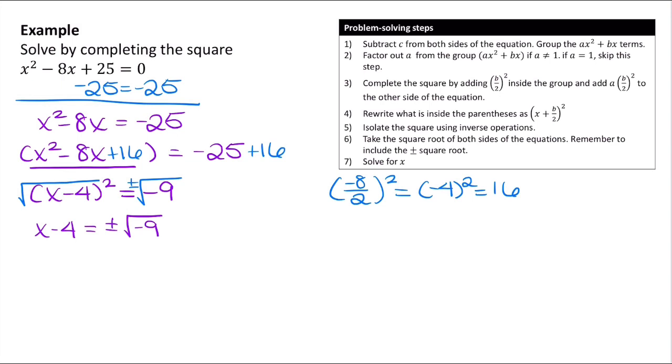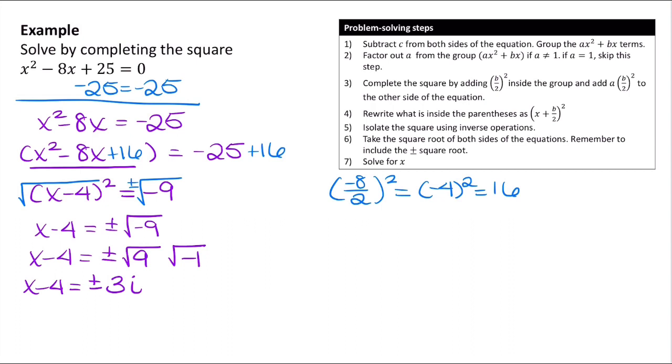So now we can go ahead and make that square root better, right? So we have x minus 4 equals plus or minus the square root of 9 times the square root of negative 1. So that's going to be x minus 4 equals, well, the square root of 9 is 3, so we just have 3, and then the square root of negative 1 is going to be i.